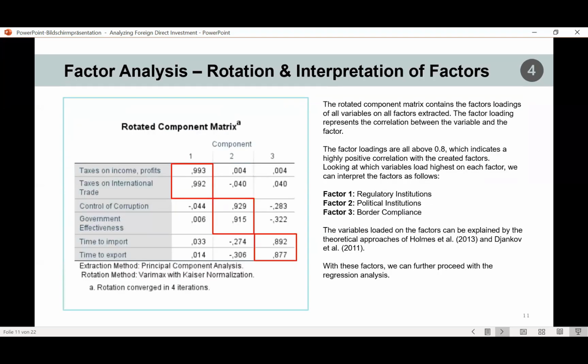We further analyzed the rotated component matrix, which contains the factor loadings of all variables on all factors extracted. The factor rotation helps to find a clearer assignment of variables to factors. The correlations between the variables and the factors extracted were all above 0.8. This indicates that they are highly correlated. After considering which variables have the highest factor loadings on each factor, we could say that taxes on income and international trade refer to factor 1, control of corruption and government effectiveness relate to factor 2, and time to import and time to export can be assigned to factor 3.